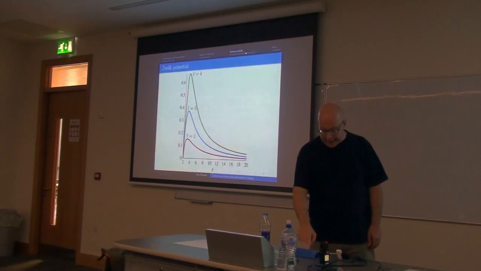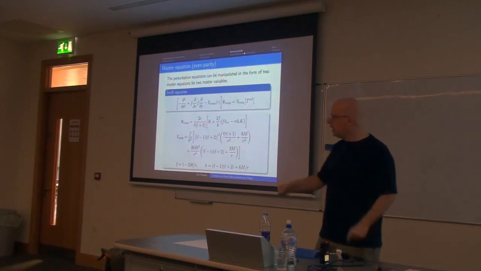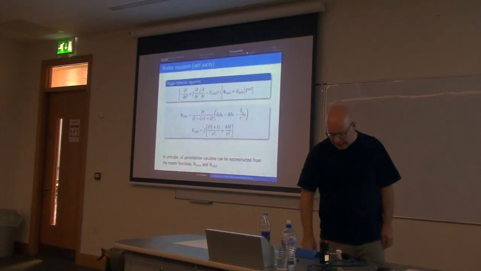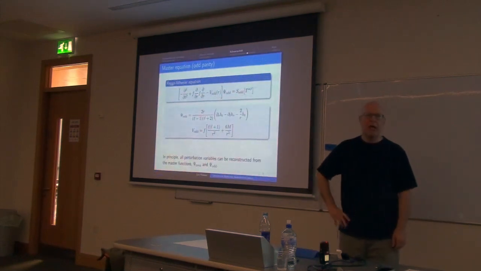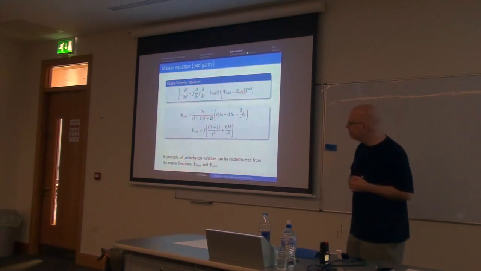So the point is that even though you start with a very complicated mess of equations, you can reduce it down to its simplest expression, which is this for the even parity sector, and this for the odd parity sector, and those equations resemble other equations that you've dealt with in physics, like the Schrödinger equation with a central potential.